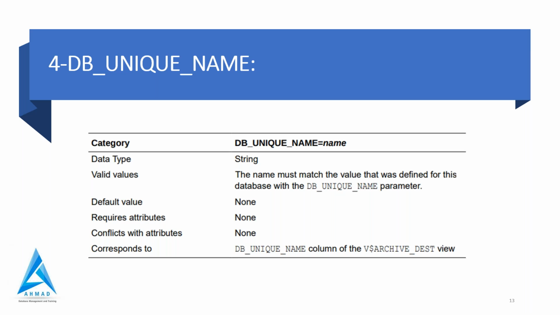If it is a remote destination, then the SERVICE attribute will be required. If it is a local destination, then the SERVICE attribute is not required; the LOCATION keyword is required. Suppose your DB_UNIQUE_NAME is Boston. You will define LOG_ARCHIVE_CONFIG equals DG_CONFIG equals Chicago, Boston, Denver. So whatever names there are for your standby databases, you can define them like that.